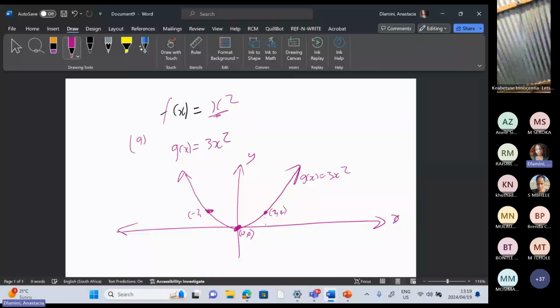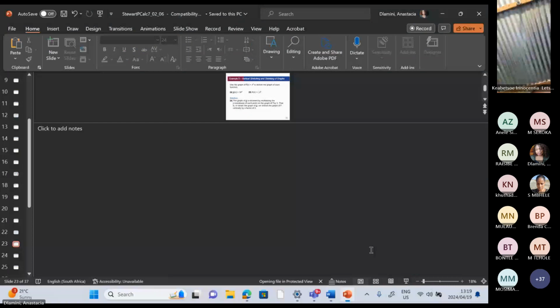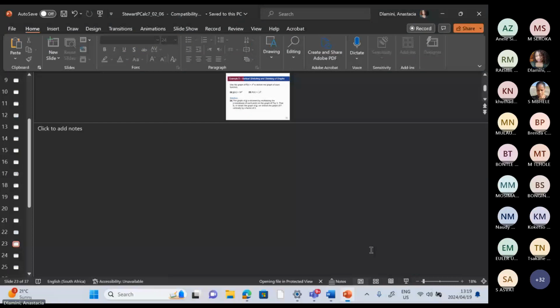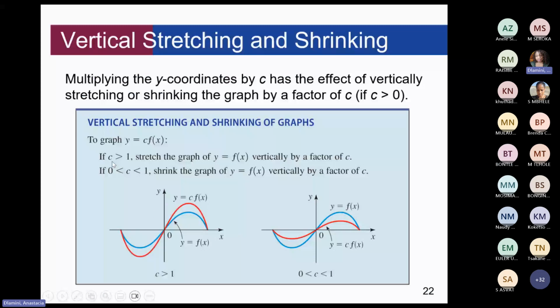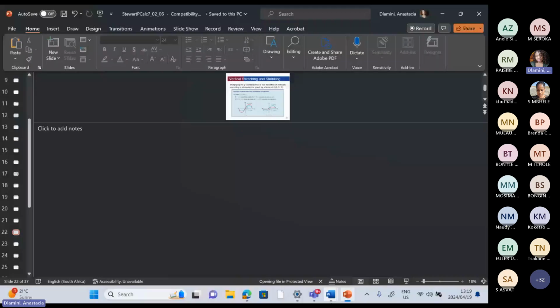So let's go back to the notes. They're saying that if c is greater than 1, then we are stretching the graph. When you stretch something like this, it becomes thinner. So we should expect our graph to be smaller inside. Isn't it, guys? So let's see if that is true.